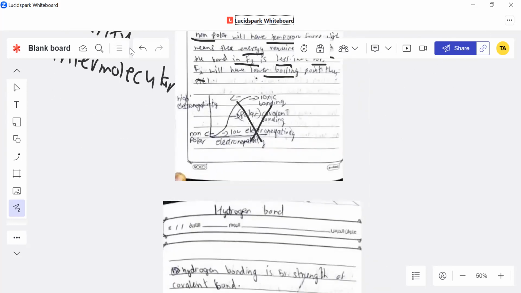Ignore this diagram. It's in A levels. You don't need to know this.